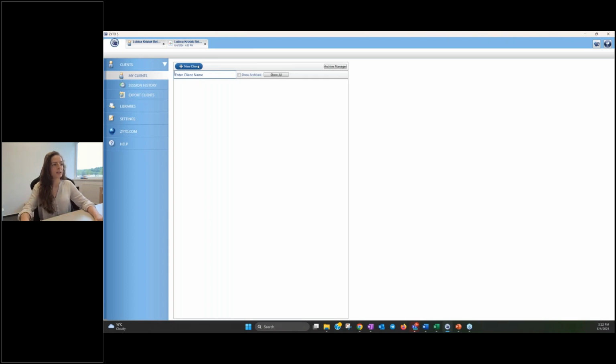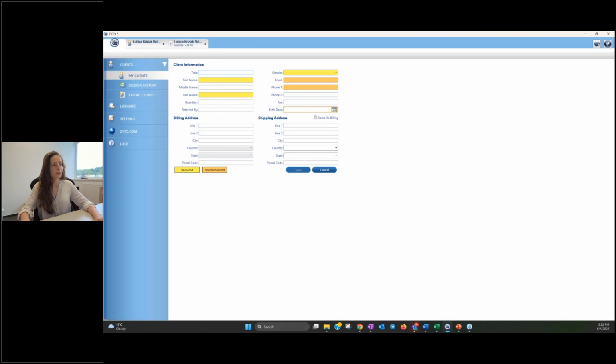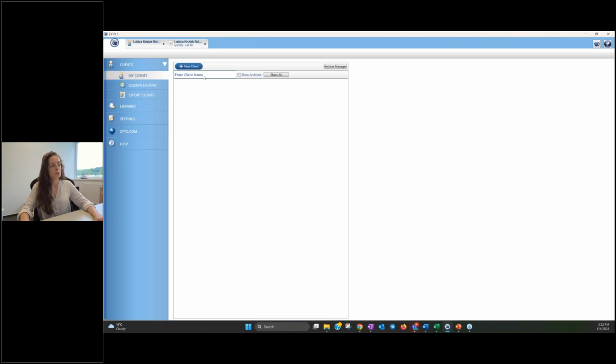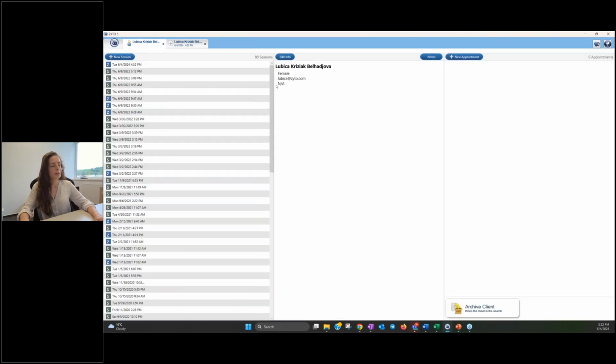And then you just either create a new client here, or if that client is already in your database, you just search for their name here and find them. Then you get to your client's profile. This is where you will see all the previous Zyto Balance scans with this client. This is where you can schedule new appointments for this client, and where you can add notes for yourself that your client is not going to be able to see. And when you click on the new session button, you're going to start a scan. So this is how you start a scan.